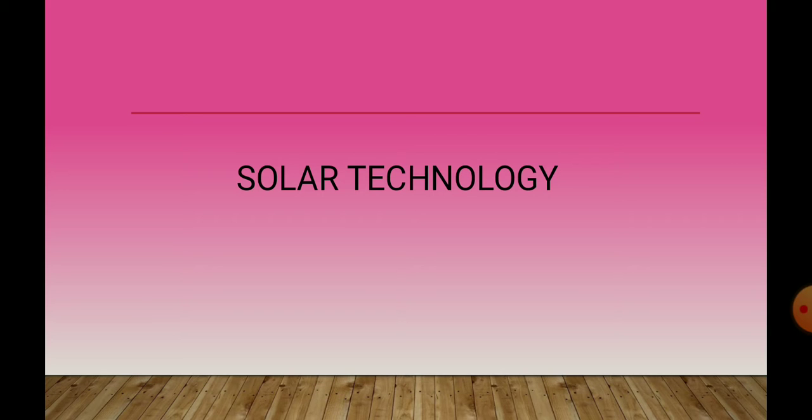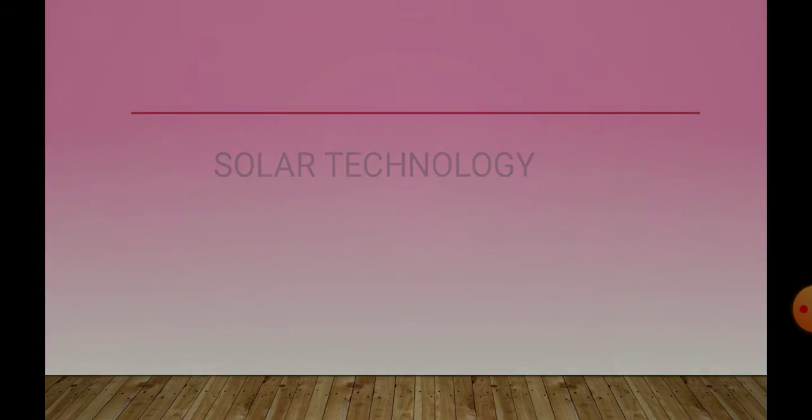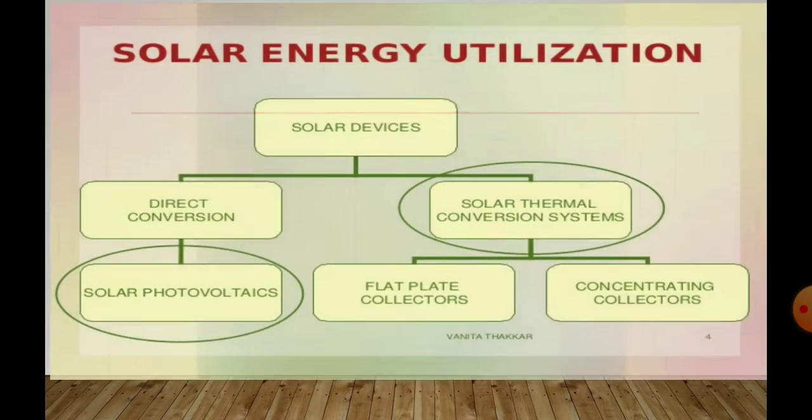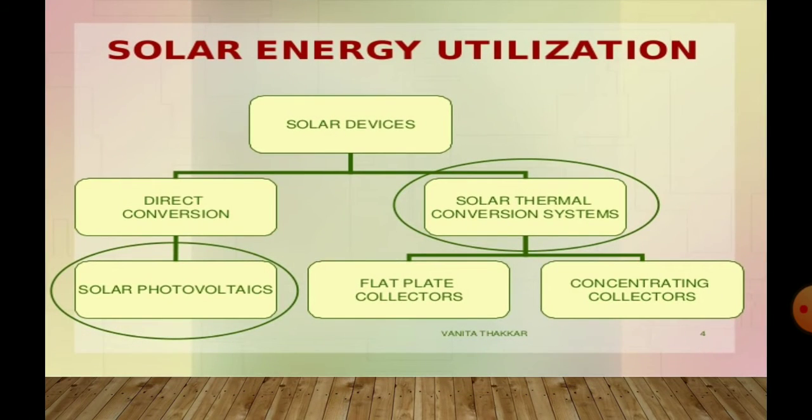Today I am here to share a few pieces of information about solar technology. Solar energy utilization. Solar devices have two types: direct conversion and solar thermal conversion systems. Direct conversion has one type: solar photovoltaics. Solar thermal conversion systems have two types: flat plate collectors and concentrating collectors.